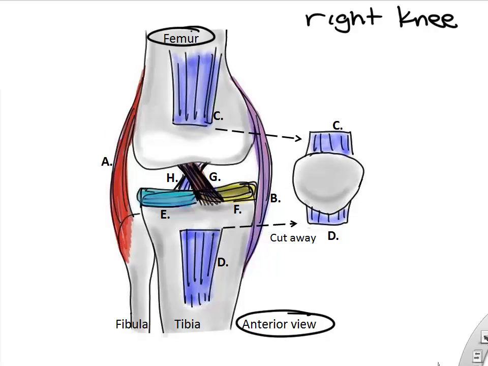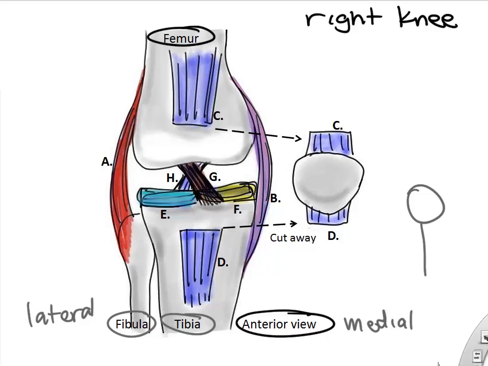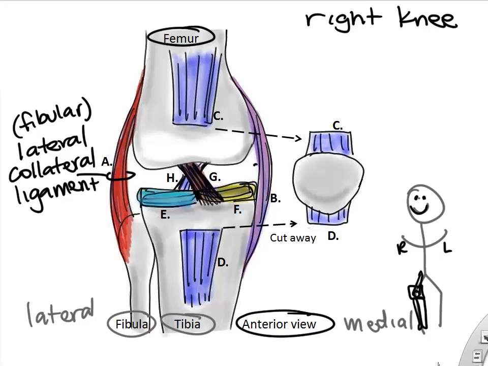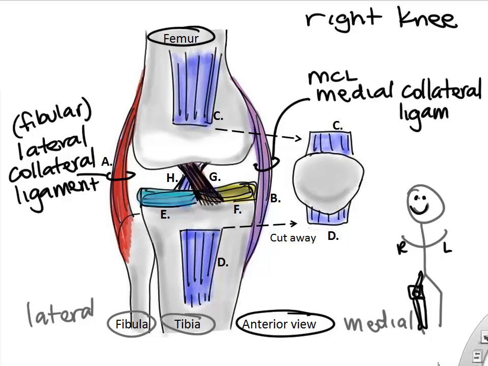So this is an anterior view. Note your tibia and fibula and your femur. The tibia is obviously medial and the fibula is lateral. And so we're looking at our right knee. Since we're looking at our right knee, our fibula is lateral and our tibia is medial. So that's going to help us name some structures. For example, this collateral ligament is called the lateral collateral ligament. This other ligament, since it's on the medial side, is called the medial collateral ligament. Some people just call it the MCL.